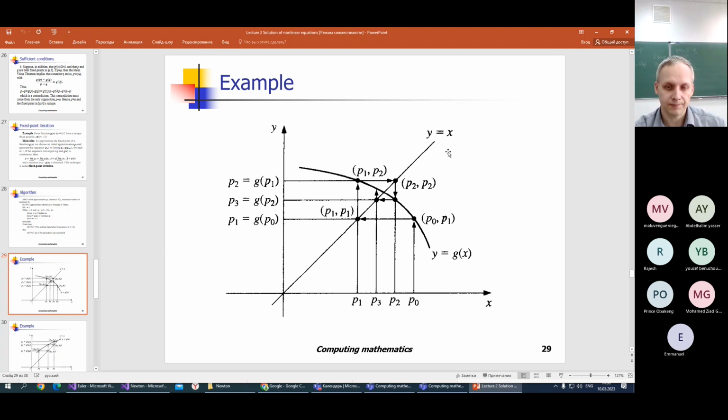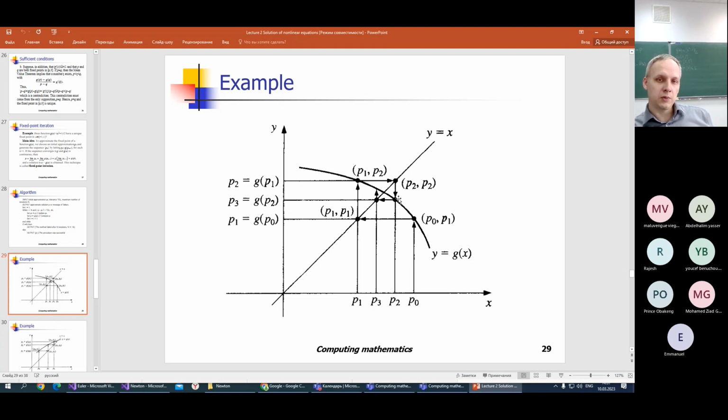How does the method work? First, we select P0. After that, we take this value and compute g of P0. This point we consider as P1. Then we select P1 and compute P2 as g of P1. Then we can select P2 and compute g of P2, P3, and so on.